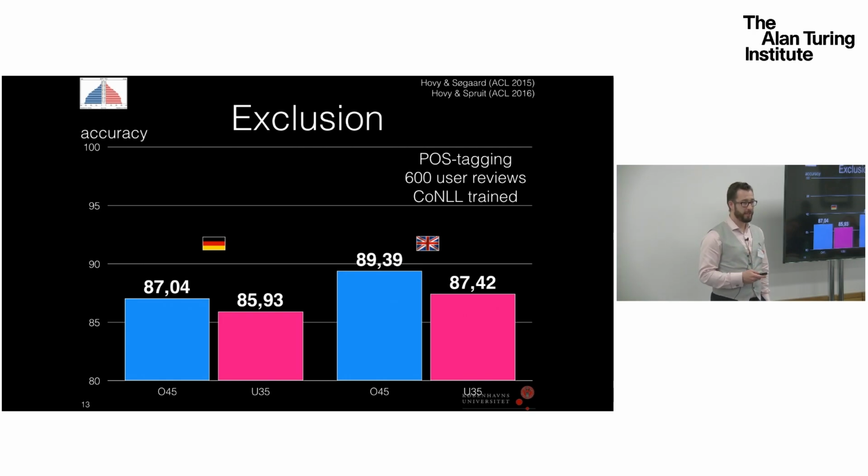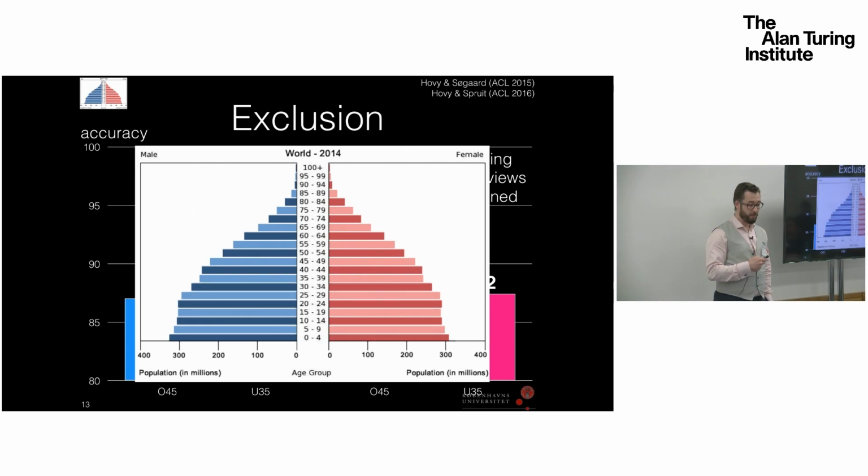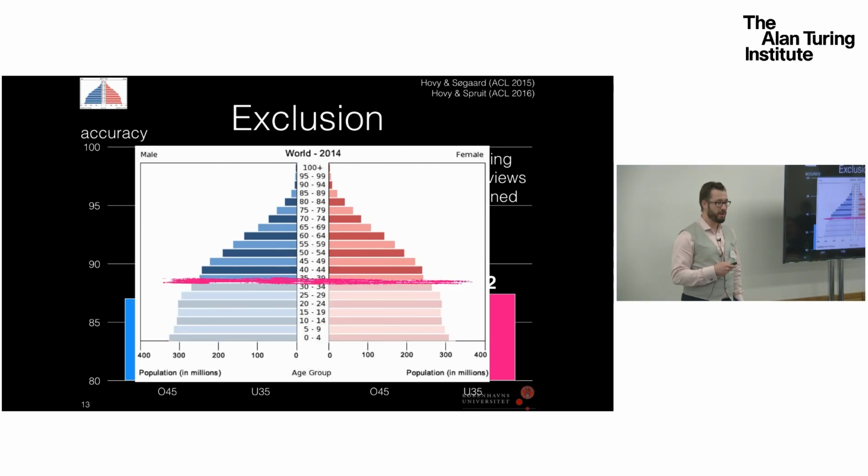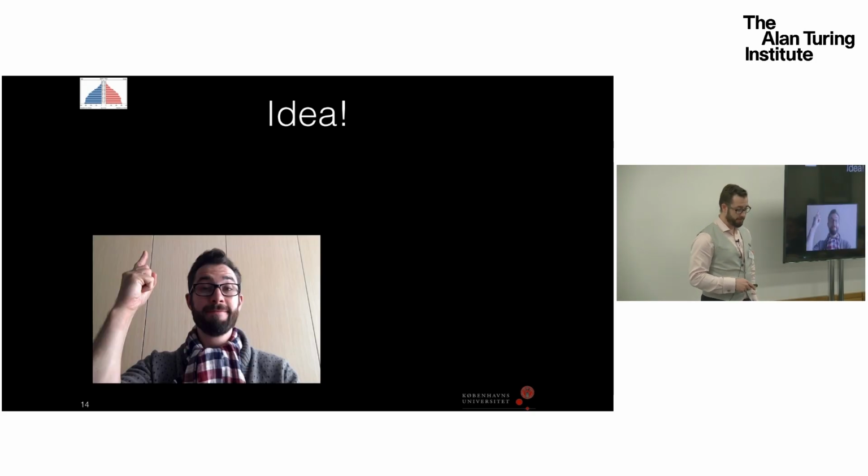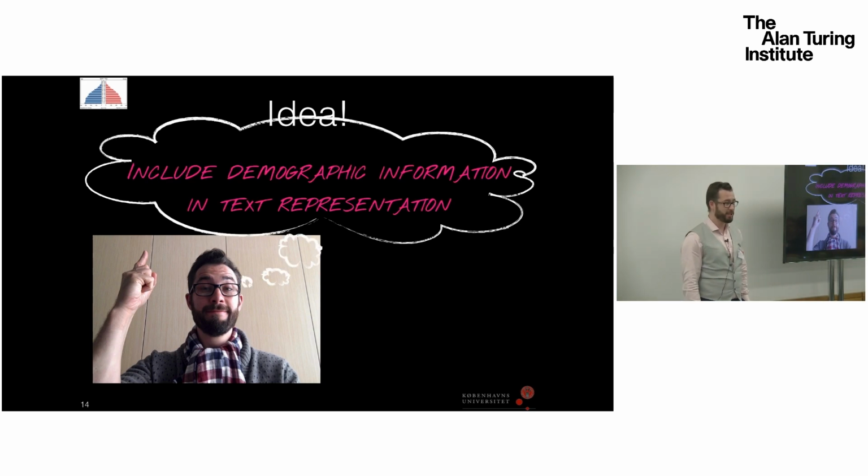However, there is some bad news coming, namely more than half of the world's population right now are under 35. So essentially we're excluding more than half of the world's population. That's not really a good business model for any discipline. So we should not be doing this. So maybe here's an idea. What if we could include the demographic information in the text representations? So how do we do that?